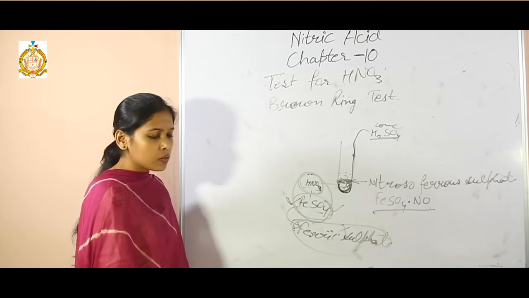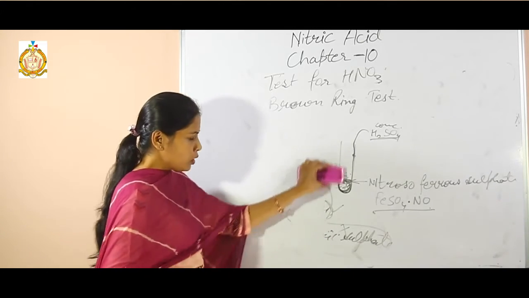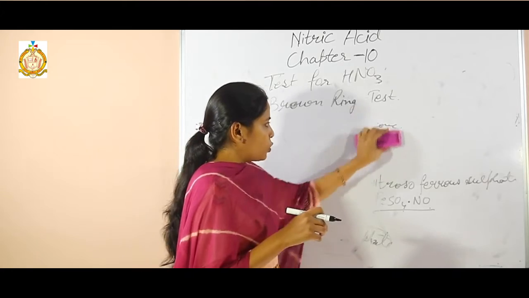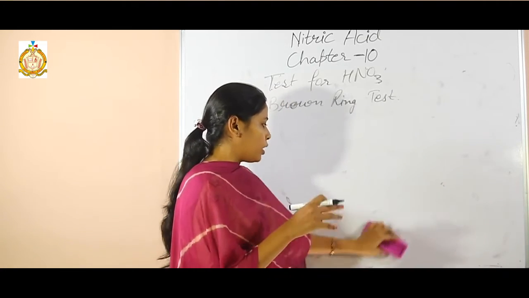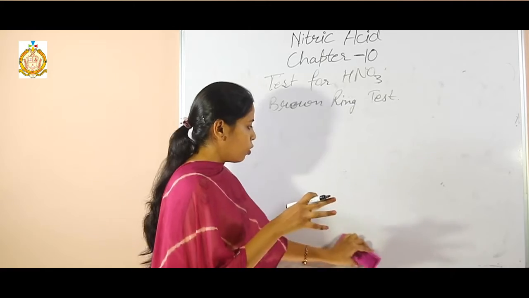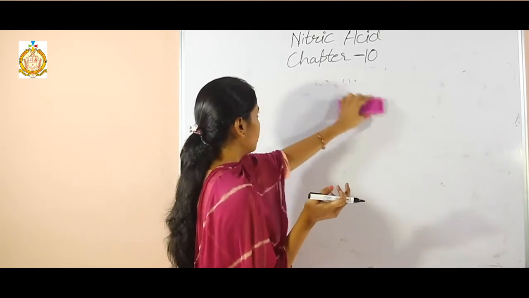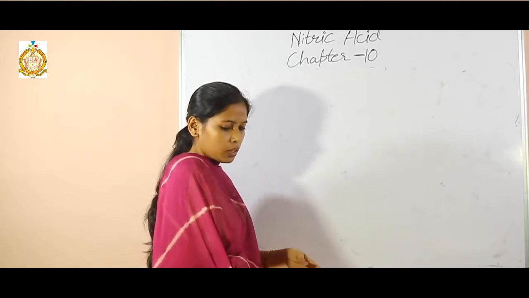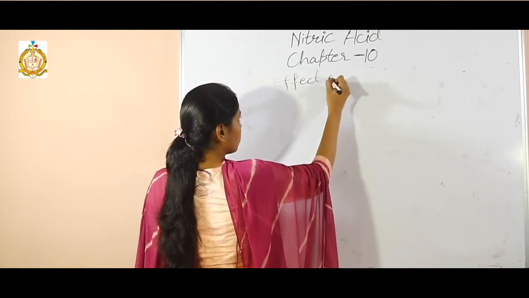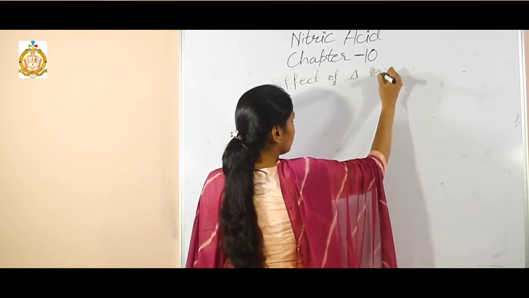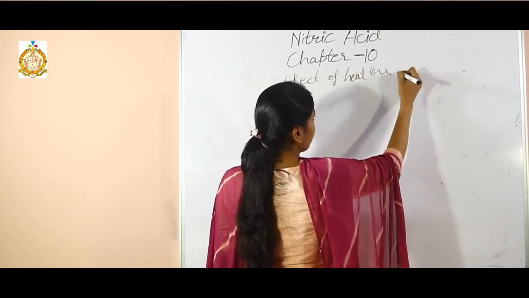And the last topic is now the effect of heat on nitrates. From this topic, usually they ask the observations. What do you observe when this nitrate is heated or that nitrate is heated? So the test is over. Next is the effect of heating, effect of heat on nitrates.